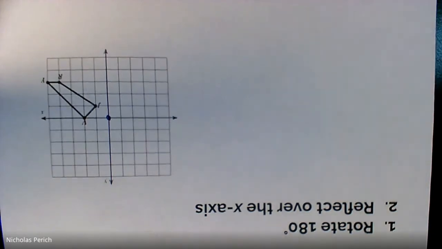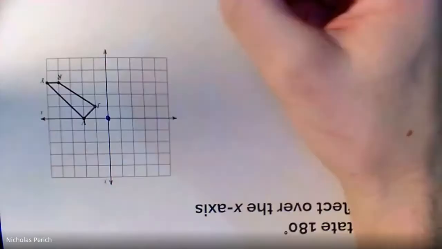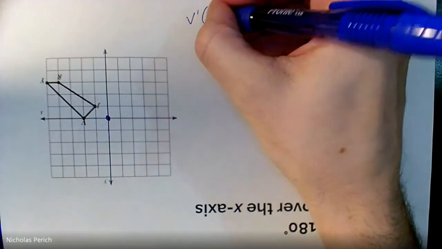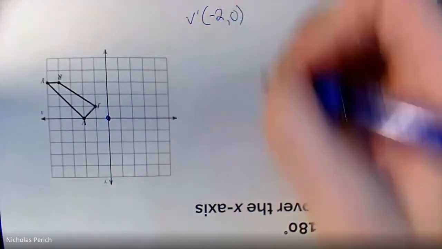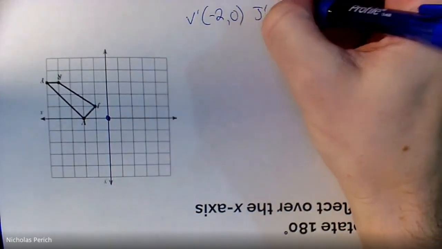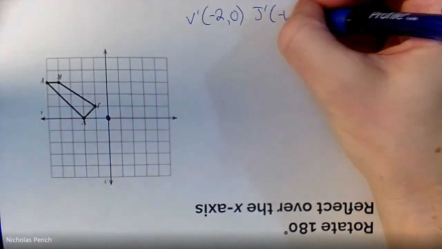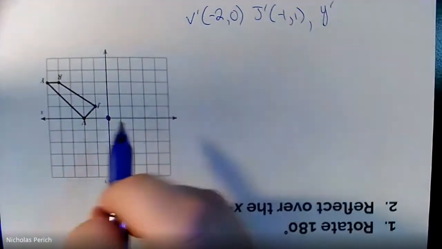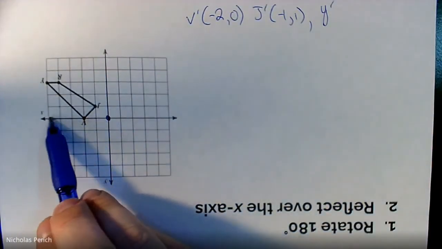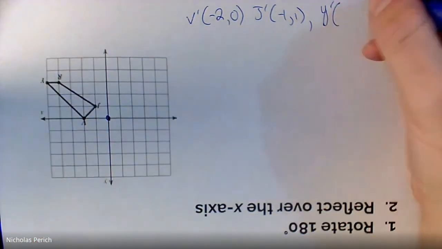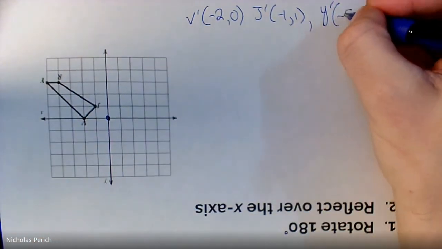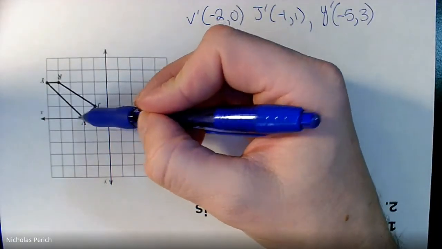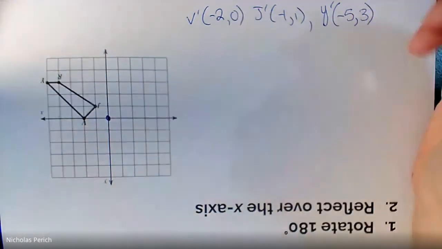I'm going to write down these points as they appear. It appears to me that V prime has me going left 1, 2, and not moving up or down. And it appears to me that J prime has me go left 1, up 1. It appears to me that Y prime has me going left 1, 2, 3, 4, 5, up 1, 2, 3. And it appears to me that R prime is going left 1, 2, 3, 4, up 1, 2, 3.